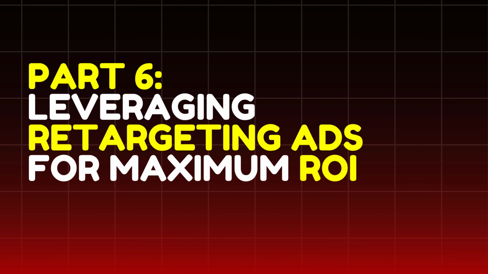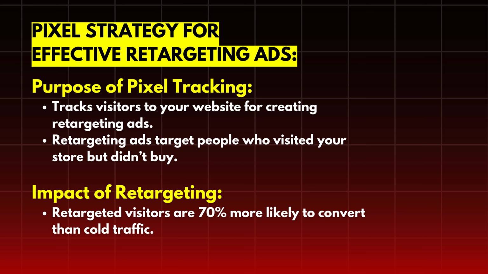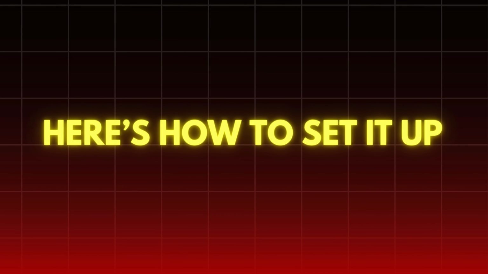Part 6. Leveraging retargeting ads for maximum ROI. Now that your pixel is working perfectly, it's time to talk strategy. The pixel's ability to track visitors allows you to create highly effective retargeting ads. These are ads that show up to people who visited your store but didn't make a purchase. According to Facebook, retargeted visitors are 70% more likely to convert than cold traffic. That's huge. Here's how to set it up.